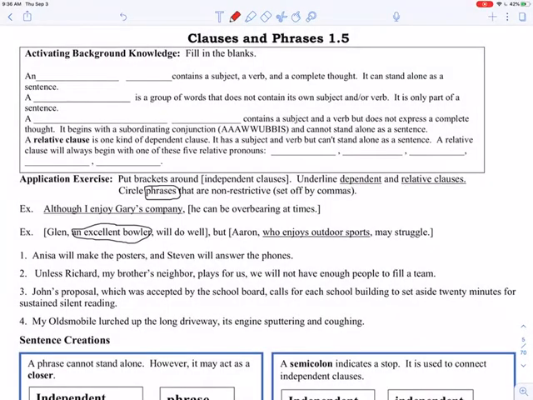Let's check it out. As we should know by now, an independent clause contains a subject, verb, and complete thought. A phrase does not have its own subject and/or verb. A dependent clause begins with a subordinating conjunction, an AWUBIS. And the five relative pronouns are who, whom, whose, that, which.